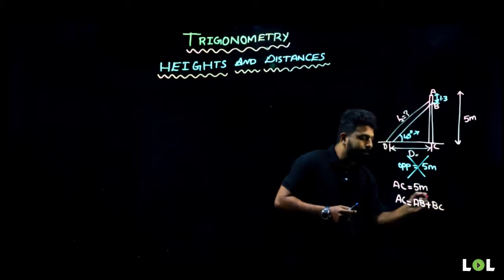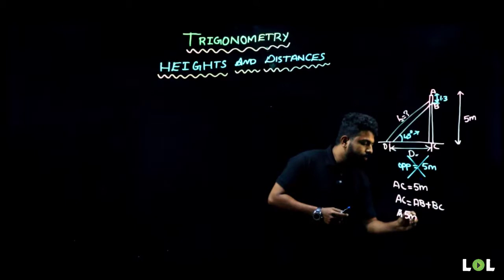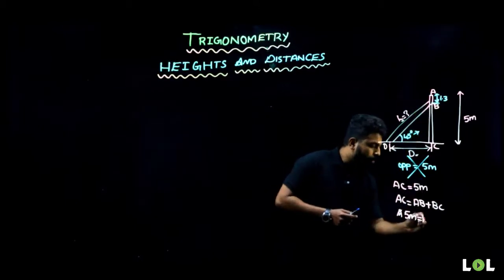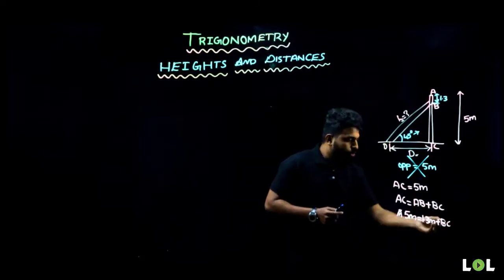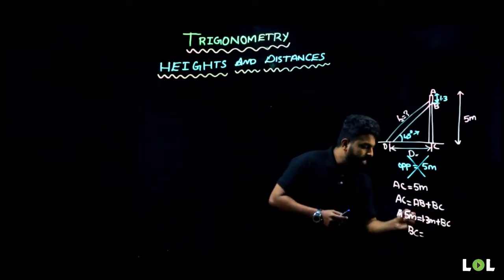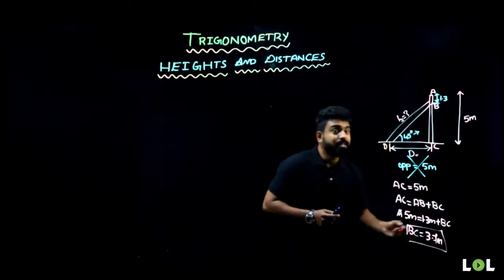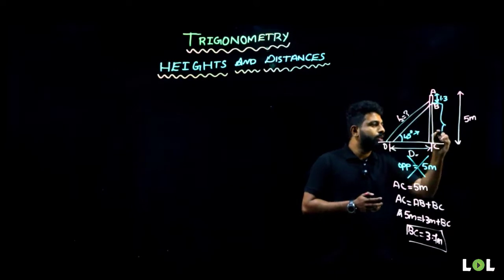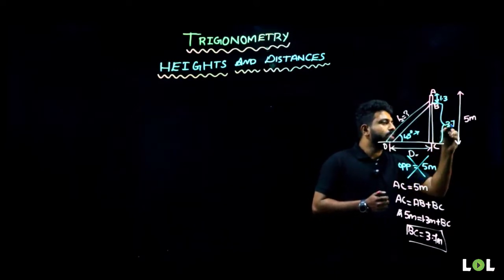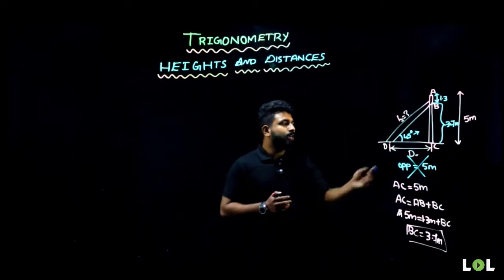AB plus BC here. So, what will be the length? AC, we know that it is 5 meters. And we know that AB is 1.3 meters. Plus, we don't know the length of BC. So, what will be the length BC here? BC will be equal to 5 minus 1.3, that is 3.7 meters. Now, we should be using the length 3.7 meters and not 5 meters. So, this length here is 3.7 meters.